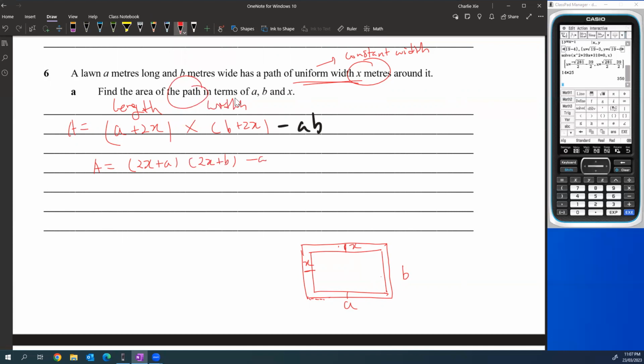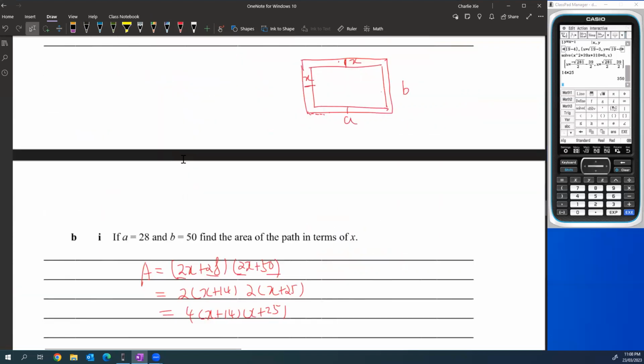Okay, minus ab. But if that's the case, it's a good idea for us to expand the bracket. 4x squared plus 2ax plus 2bx. So 2a plus 2b bracket x plus ab minus ab. So the final answer will be 4x squared plus 2. Take out the 2 as well. 2 bracket a plus b x. So these two terms cancelled.